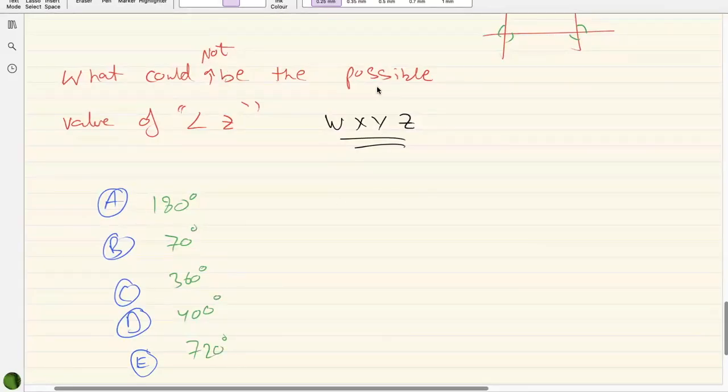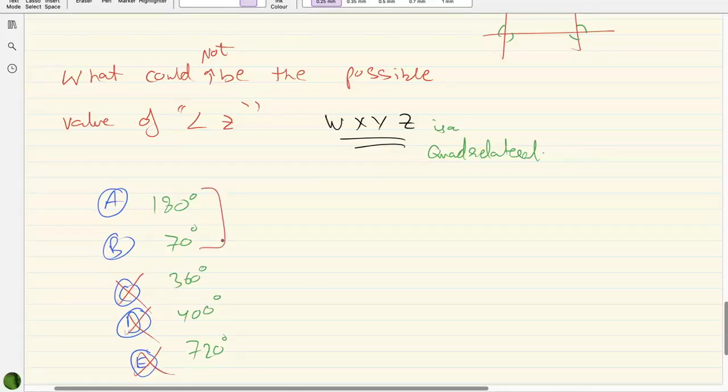So what could not be the possible value of Z? Where is Z? It is inside a quadrilateral. It can't be C, D, or E because it can't be over 360. That's right. Now we have to choose between these two.